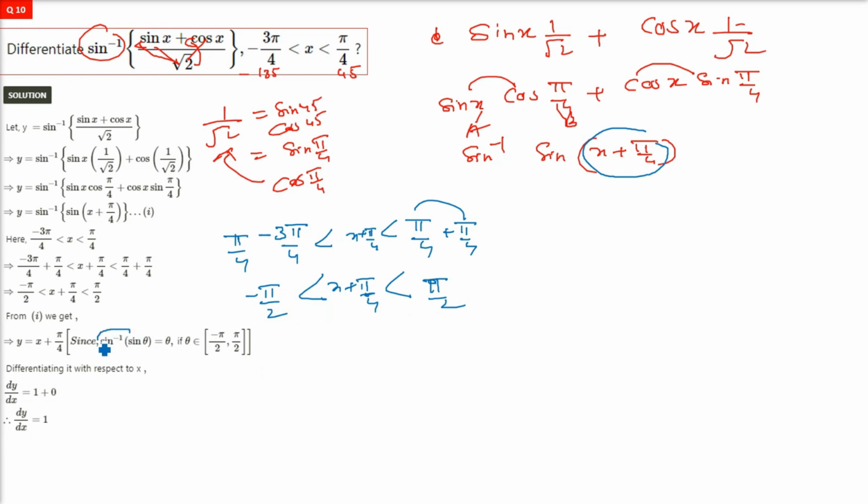Now between minus pi by 2 and pi by 2, you can always cancel sin and sin inverse, that we already saw in the previous questions. So direct differentiation you have to do now. Sin and sin inverse cancel. You just have to differentiate x plus pi by 4, and this pi by 4 is 0, x is going to be 1. Differentiation of x is 1.